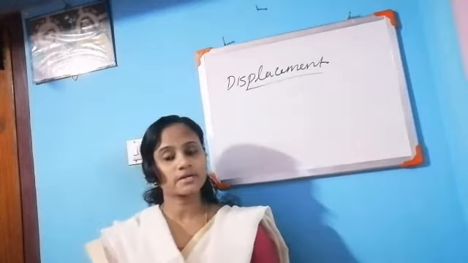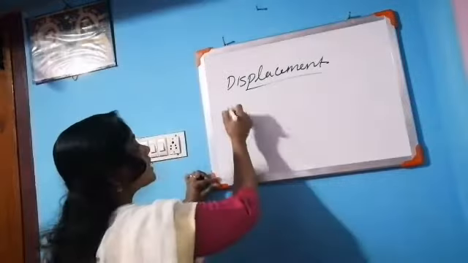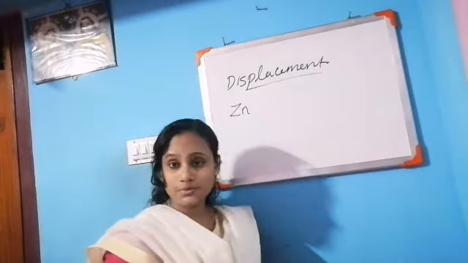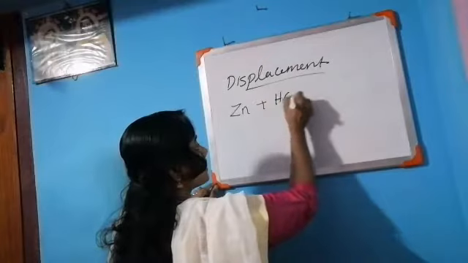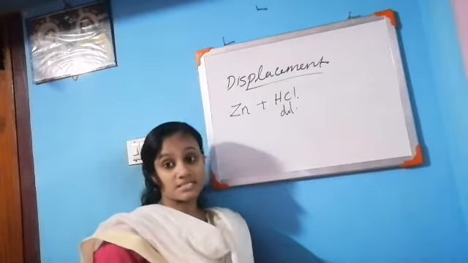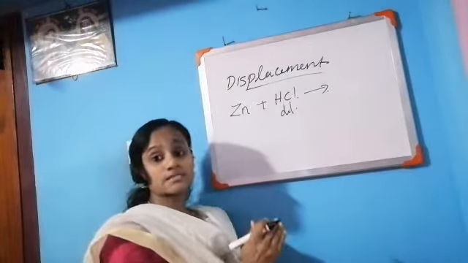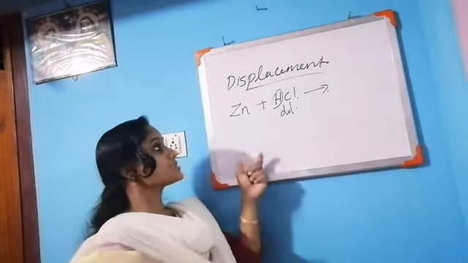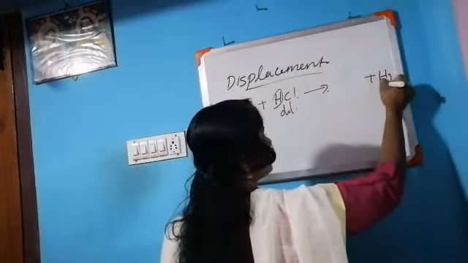Next is zinc. Zinc is a very active metal. Zinc reacts with dilute acids. Examples of dilute acids: dilute nitric acid, dilute hydrochloric acid, dilute sulfuric acid. So zinc reacts with dilute HCl. Here zinc is the most reactive element. So zinc displaces the less reactive element hydrogen from that compound. So hydrogen gas is released.